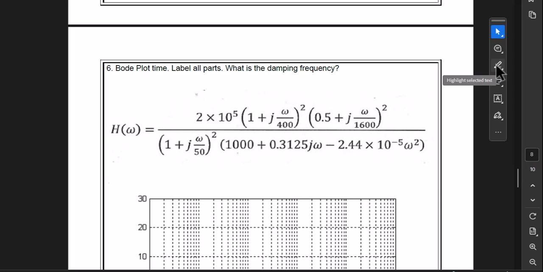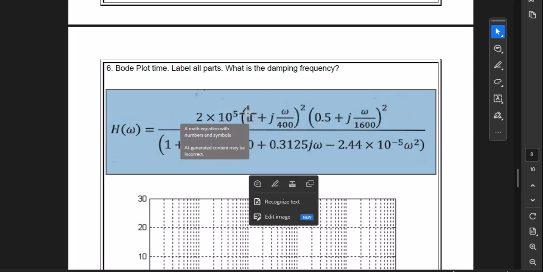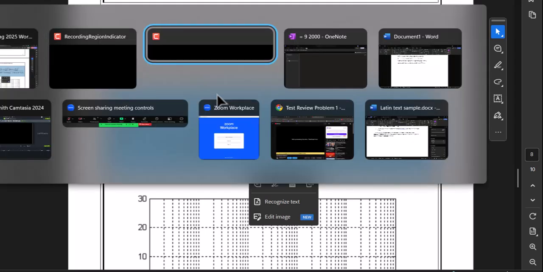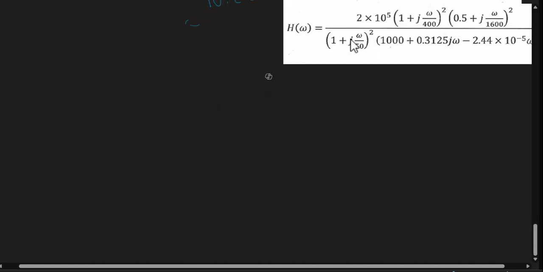Some of the parts are already in the correct form, some are not. So hopefully, if you don't understand Bode plots by the time we're done with this, hopefully you will, because they're not that bad. And y'all don't have to do phase.